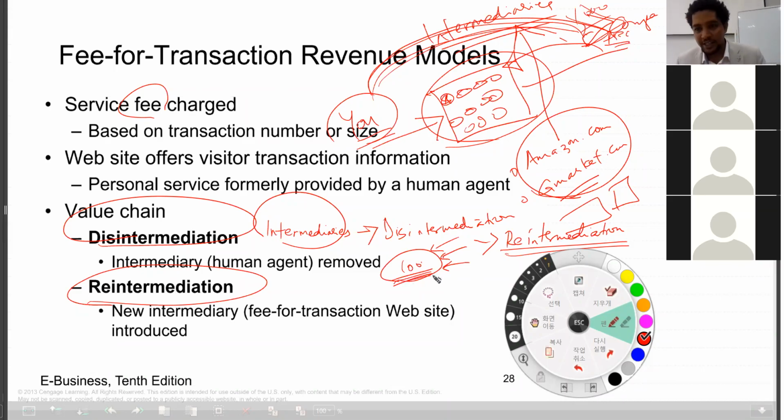So intermediaries, or now the re-intermediation, charge the companies and also the customers based on the transaction, based on the products they buy. So if you buy a computer, maybe 5% from you and 5% from the company will be charged, and that is going to be paid to Amazon or Gmart or any intermediary. So that is a fee for transaction, okay?